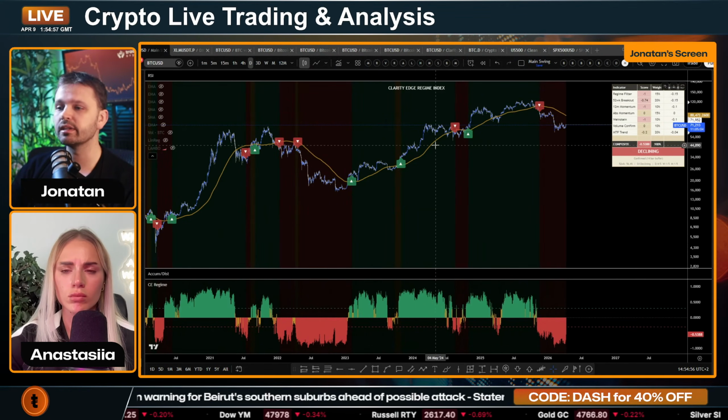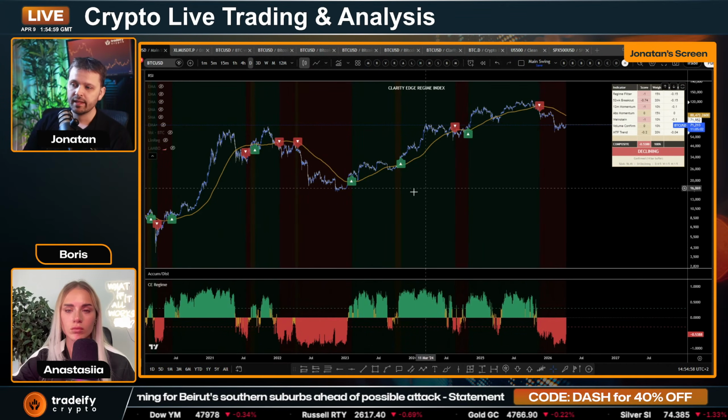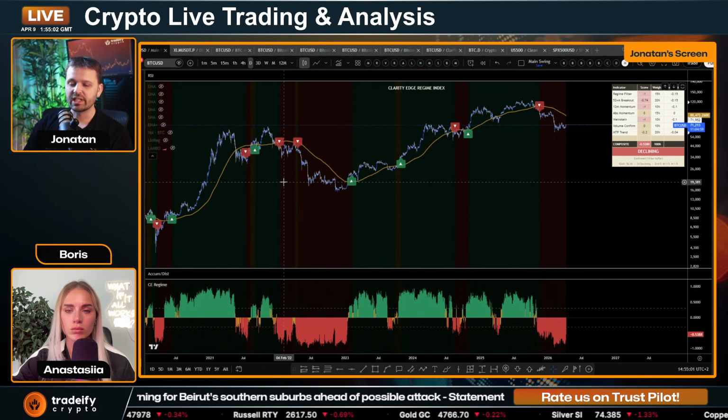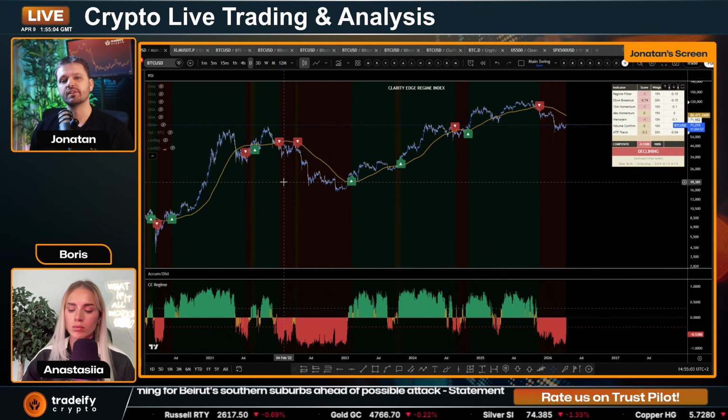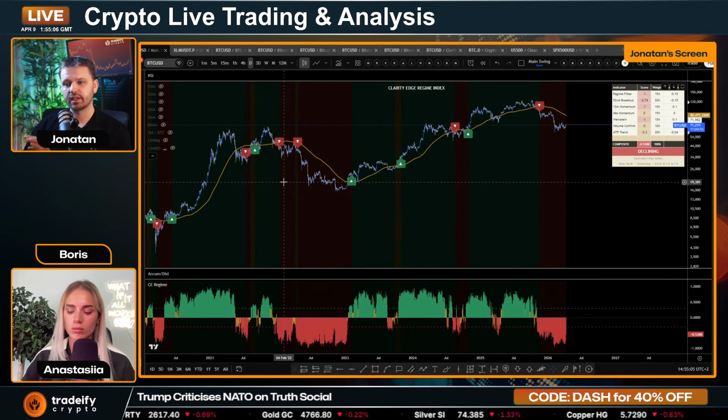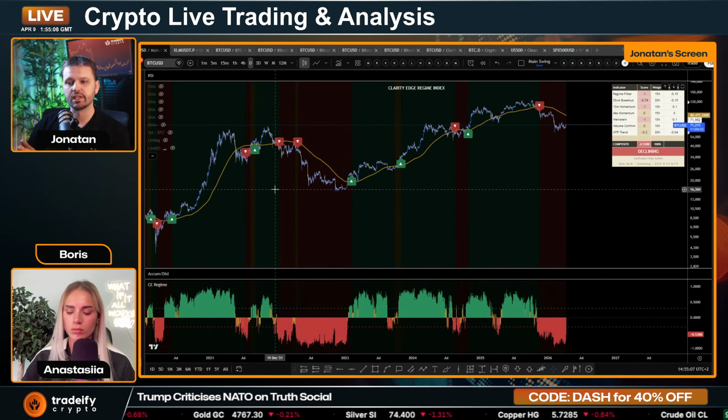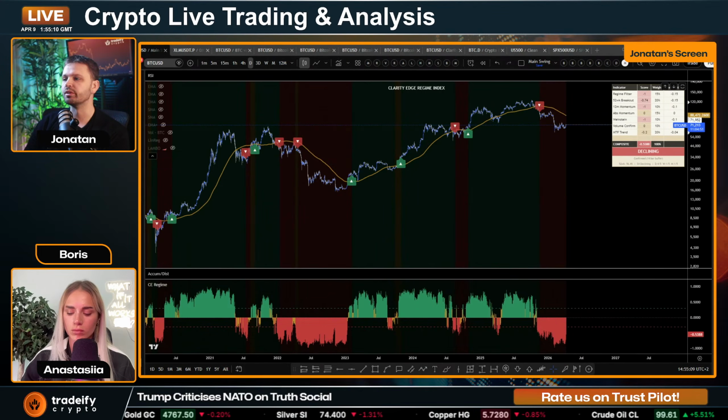So if you go, and there's a gap here, so there's like a 14-day delay of the signals. So a new regime can never be created unless it's been active for 14 days.